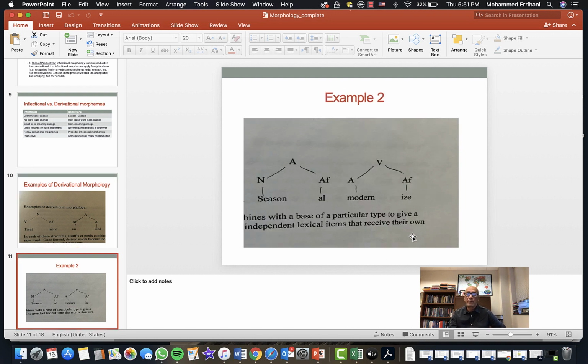Another example is season, seasonal. So season is a noun. If you add al, it becomes an adjective. Modern, we saw this on modernize.